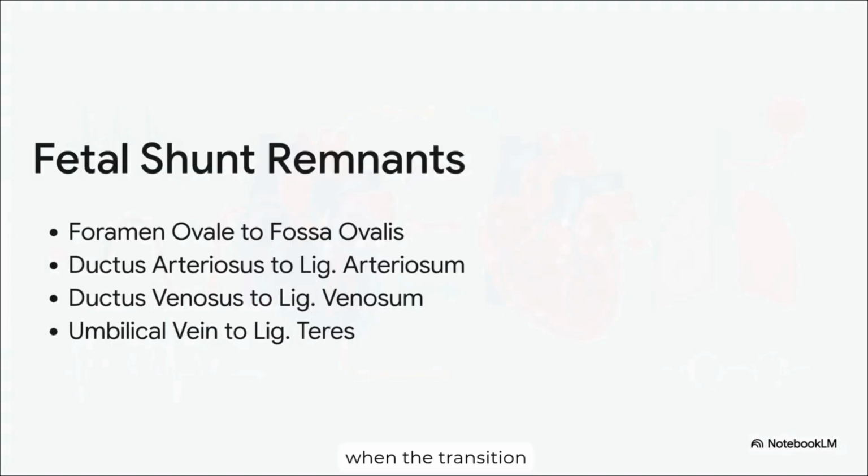But when the transition is completely successful, the biology elegantly cleans up after itself. Over weeks, these vital fetal lifelines epithelialize into non-functional anatomical ligaments. The foramen ovale seals into the fossa ovalis. The ductus arteriosus fibroses into the ligamentum arteriosum, and the umbilical vein becomes the ligamentum teres. The transition to a fully independent, series postnatal circulation is physically, permanently sealed.